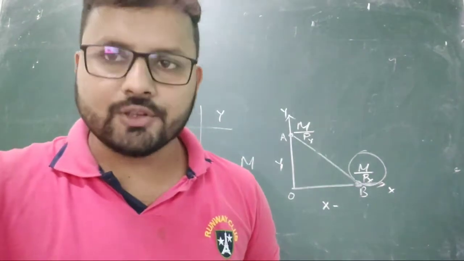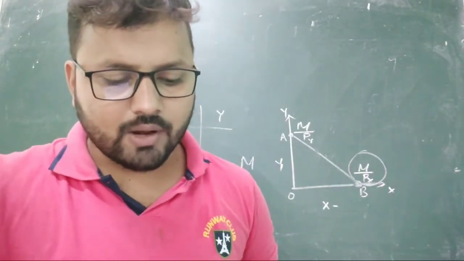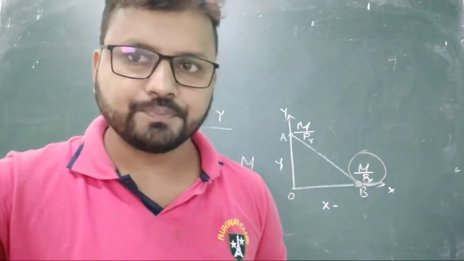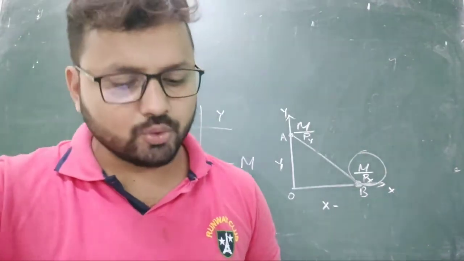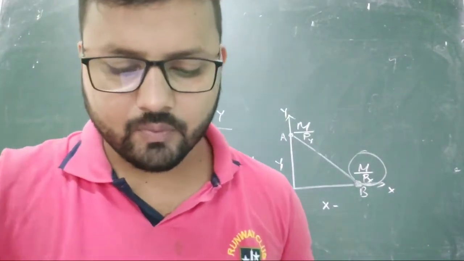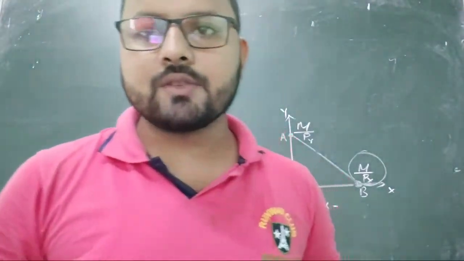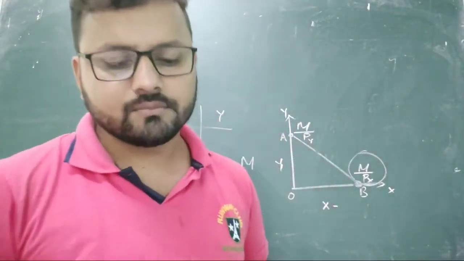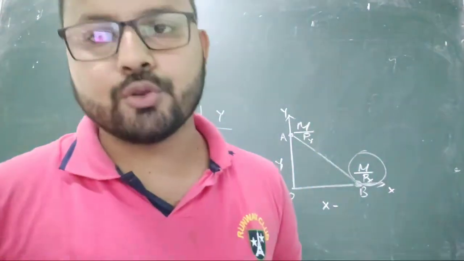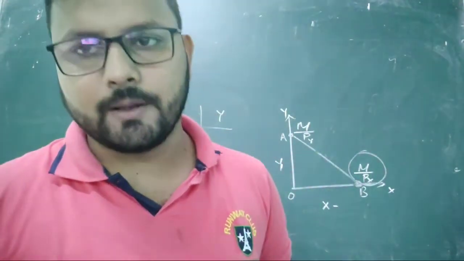A consumer wants to consume two goods, full stop. The prices of two goods are rupees 4 and rupees 5 respectively.